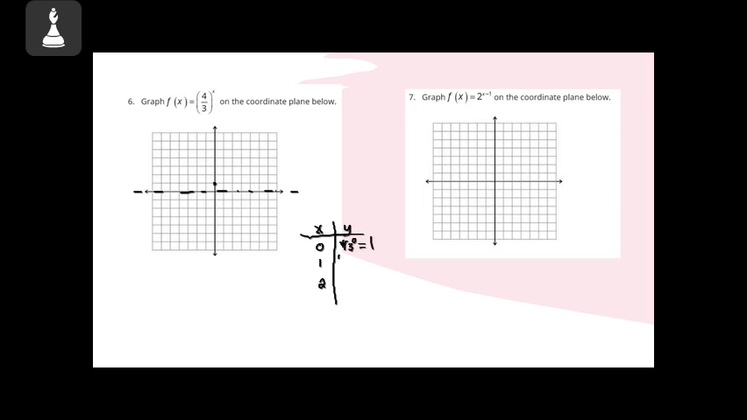So now we're going to plug into the first power. 4/3 to the first power is 4/3. That's 1.3. So I'm up a little bit. All right, let's see. 4/3, if I square that, that's going to make 16 over 9. And that's about 1.8. So we're getting a little higher here.